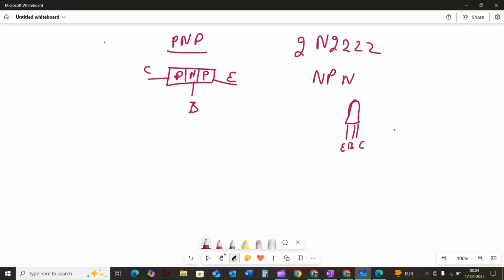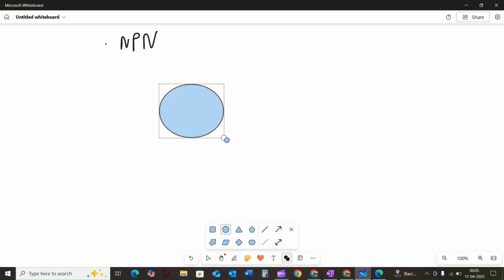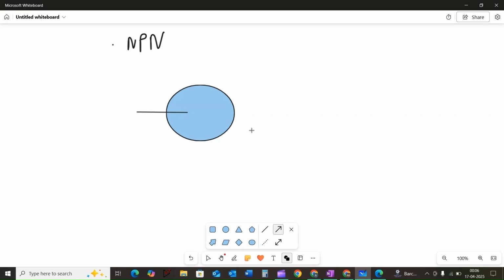Now let's learn how to draw the electrical symbol for NPN and PNP transistors, especially for circuit diagrams. Starting with the NPN transistor, first draw a circle and then the baseline. The emitter arrow is pointing away from the base. This arrow always represents the emitter pin, and this is the baseline and this is the collector line.